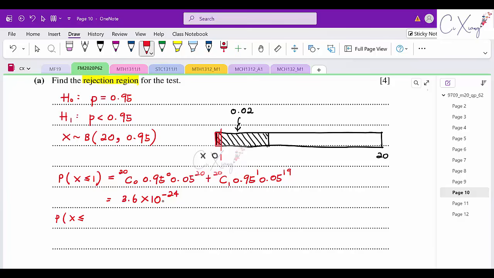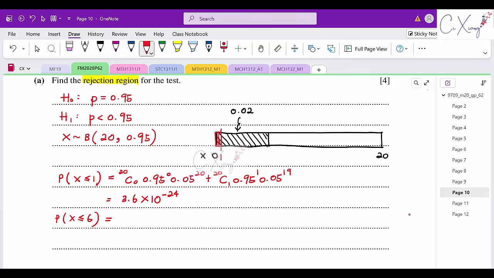I've tried to find out x smaller equals to 6, let's say. To find out x smaller equals to 6, you will need to have 20C0 plus 20C1 plus 20C2 plus 20C3 plus 20C4 until 20C6, where the calculation can be very long.